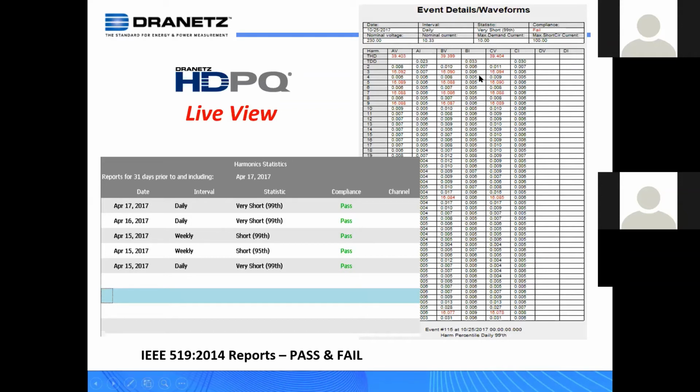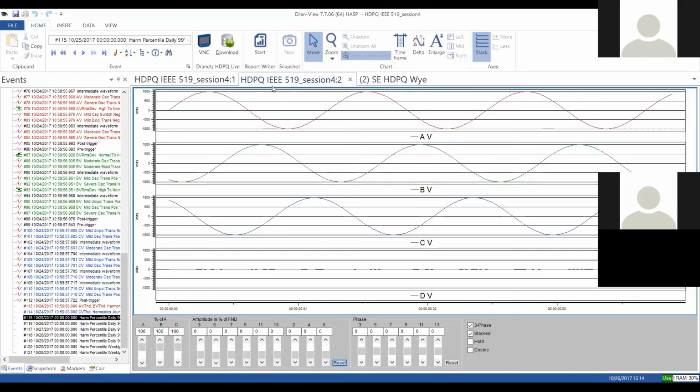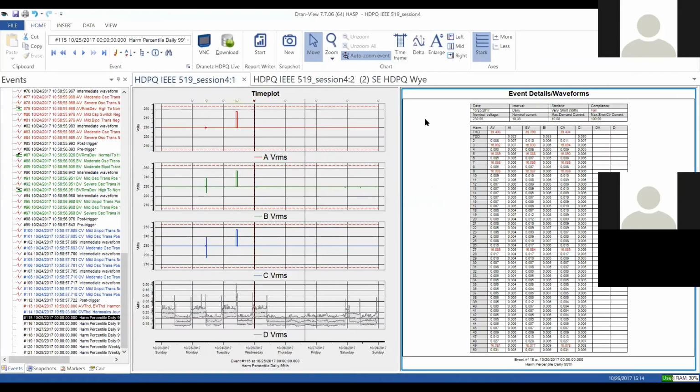So let me just skip over and I'll share something in DranView, which I also have set up. On the right-hand side, you can see this is a real compliance report measured in our DranView software. This is one of our engineers' tests of this report. This isn't a real power system that we're reporting failure on, but it's a real test simulated in our lab so we can demonstrate this.